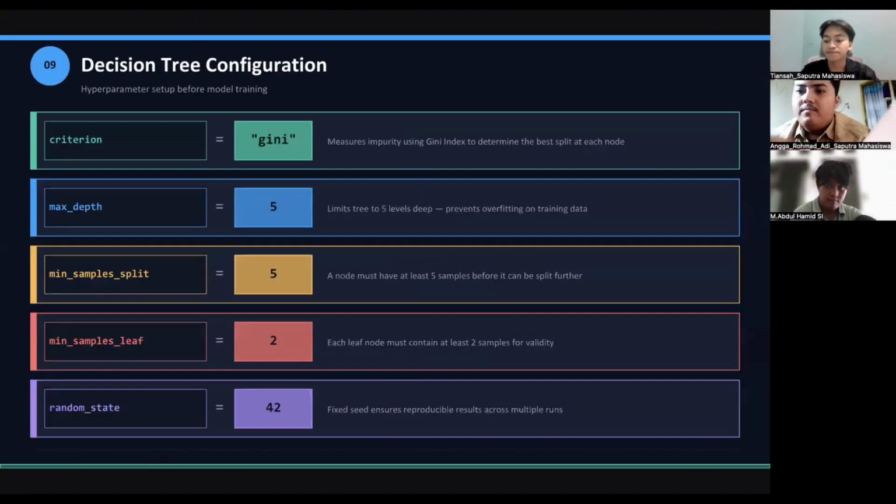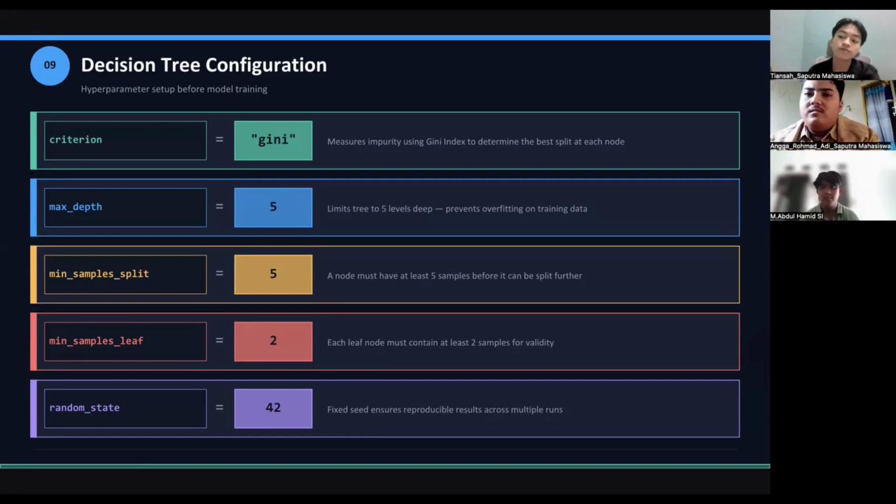Okay, next slide. Before training the model, we configure several hyperparameters. We use Gini criterion, maximum depth of 5, minimum sample split of 5, minimum sample leaf of 2, and random state 42. The purpose of this setting is to prevent overfitting and produce stable results.